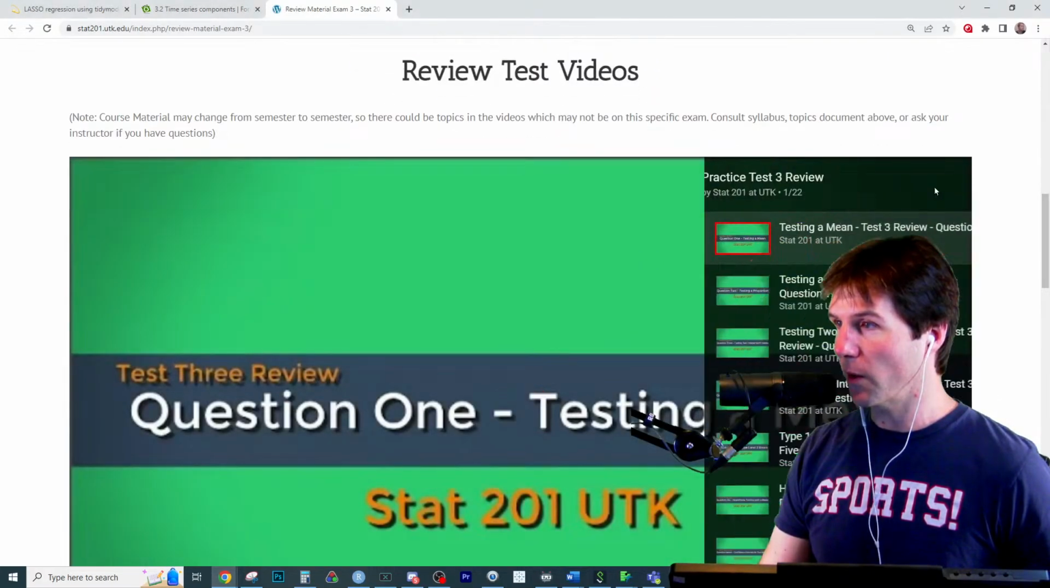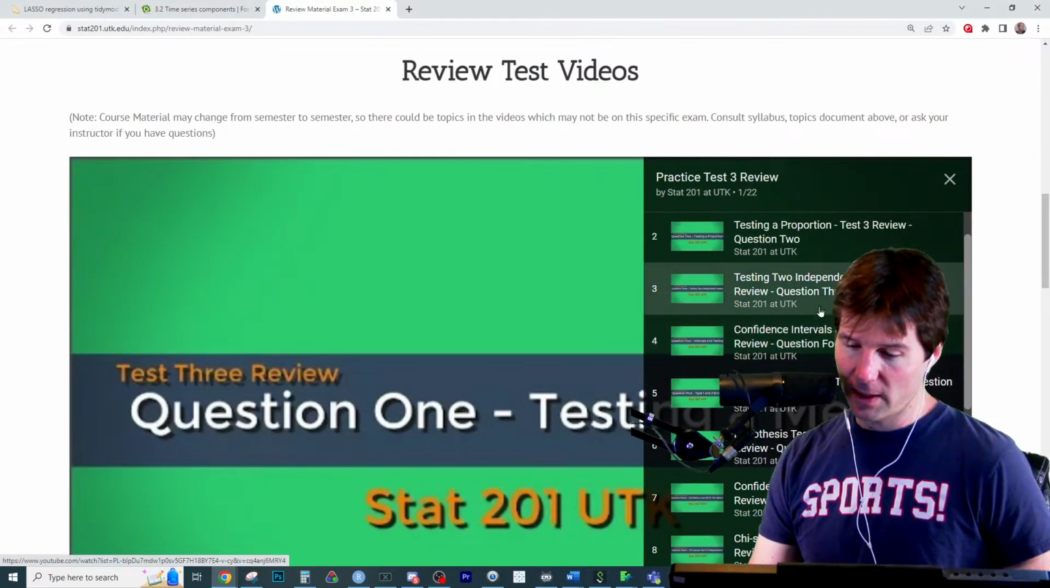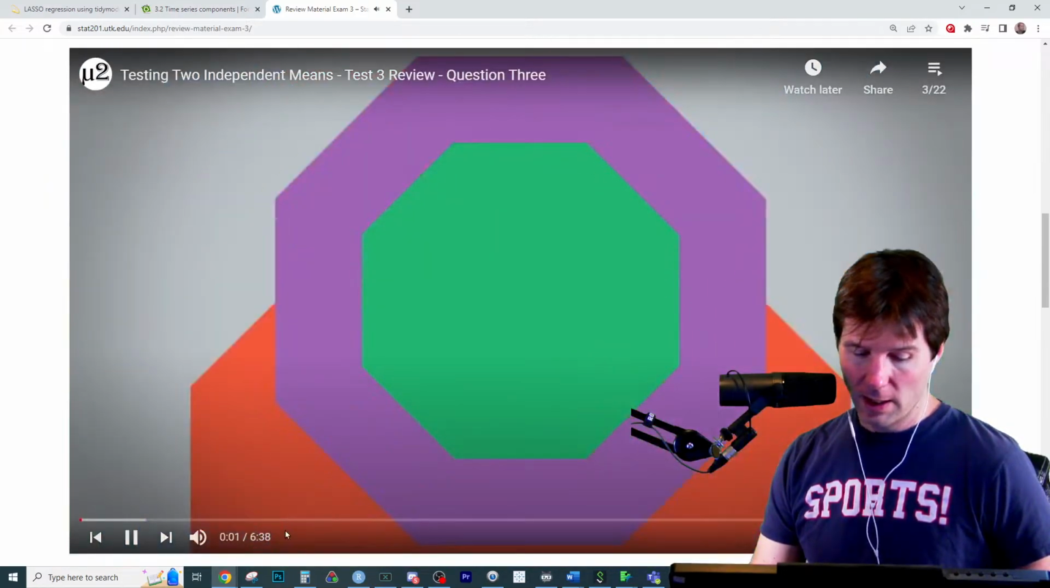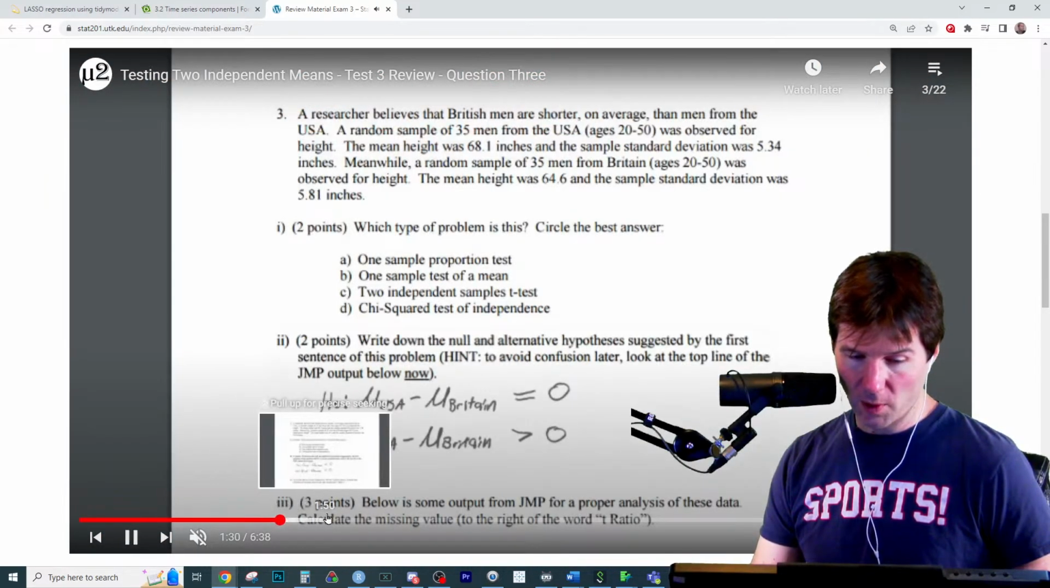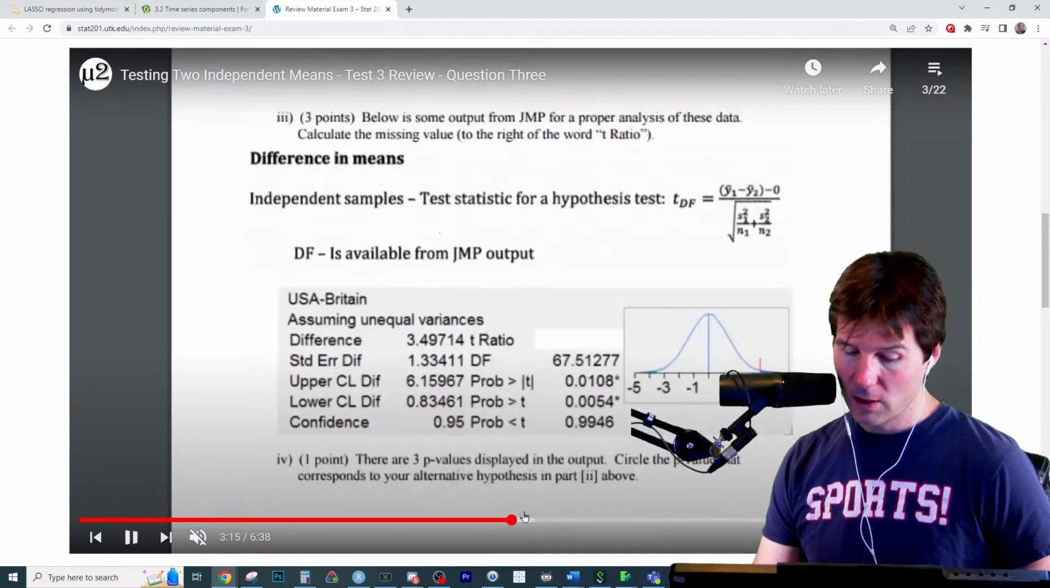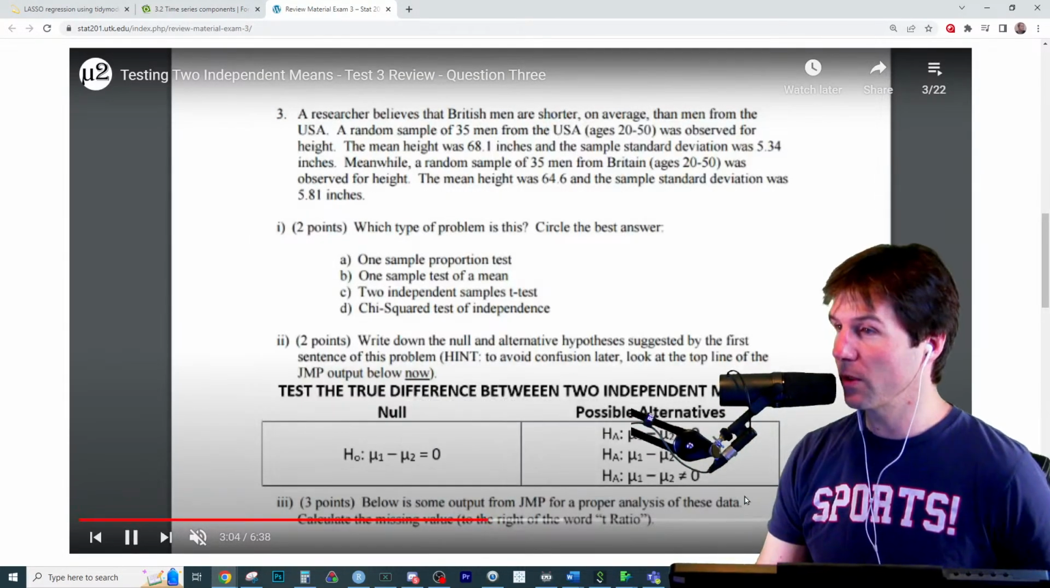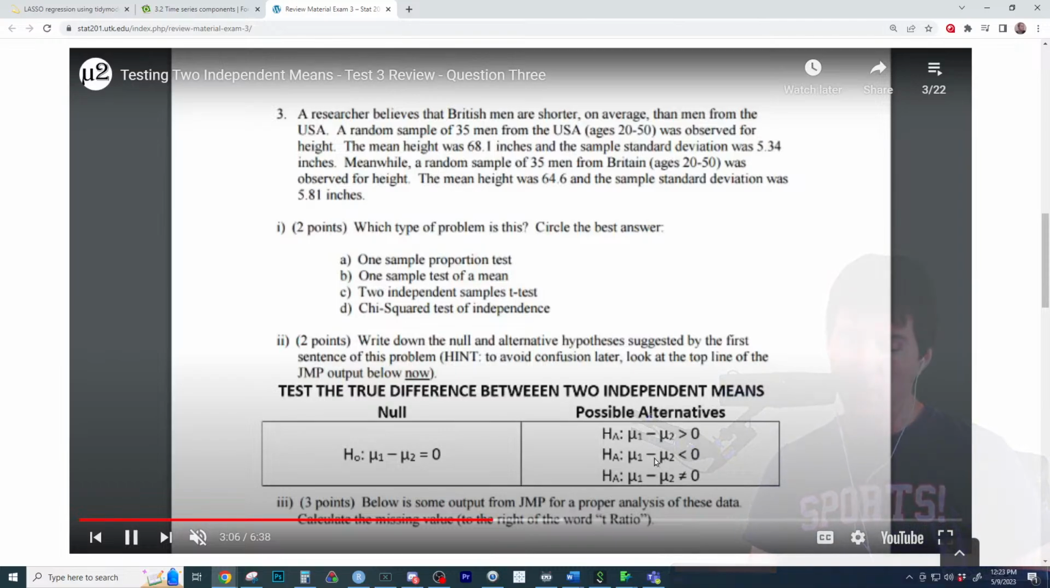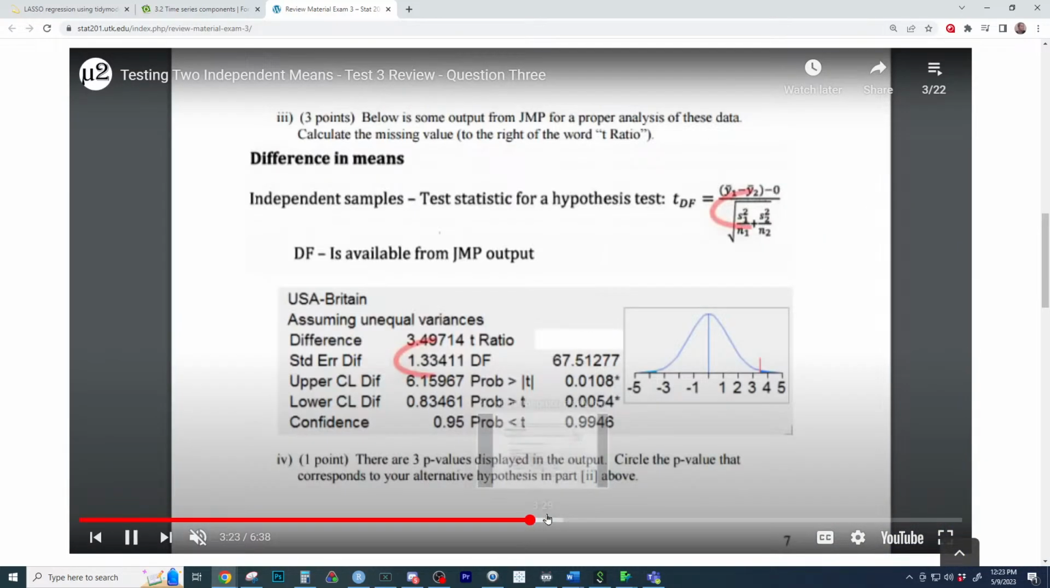Also, there are review videos for all the problems. And I try to make them really good, where you can go through here and see how we solve them, going over each part, talking about the null and alternative, talking about what everything means. You can see the 3 alternatives right there written out for you. We don't use all 3. It just depends on the researcher's question.